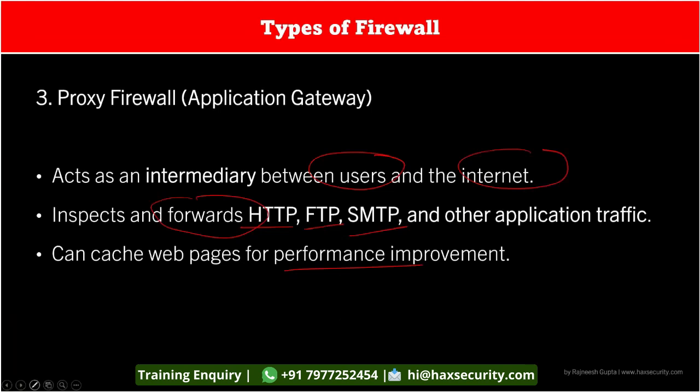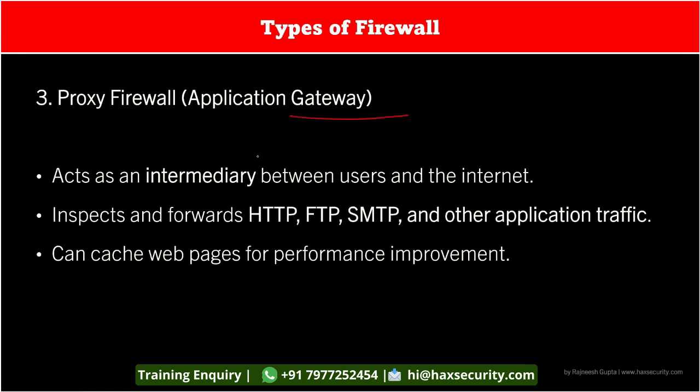Third one will be your proxy firewall. It acts as a gateway between the user and the internet. Whenever traffic comes to it, it inspects the application traffic like HTTP, FTP, SMTP, and then it is forwarded to the internet. This one can even cache web pages for performance improvement. The advantage is hiding the internal network structure. It provides deep traffic inspection and even prevents direct communication with the untrusted network.